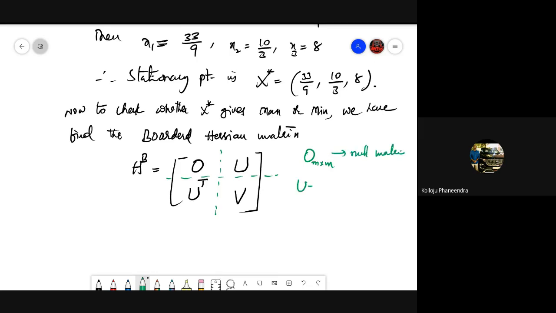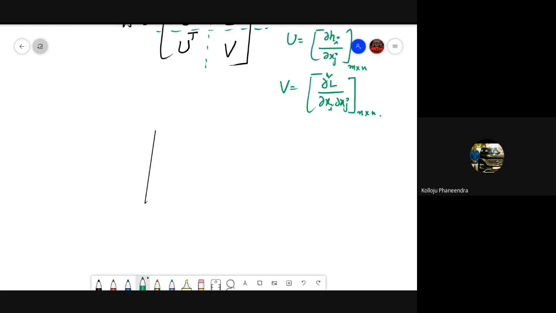Next, what is U? Dou Hi by dou Xj. This is an M by N matrix. And what is the V matrix? Dou square L by dou Xi Xj, an N by N matrix. So first we have to find all these. One by one I am calculating.